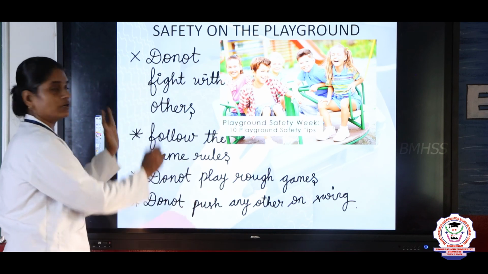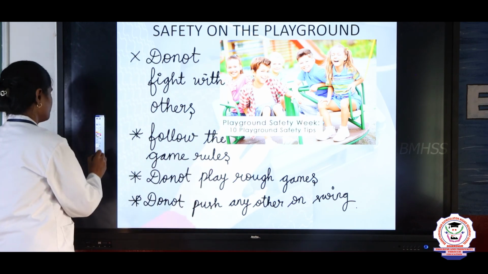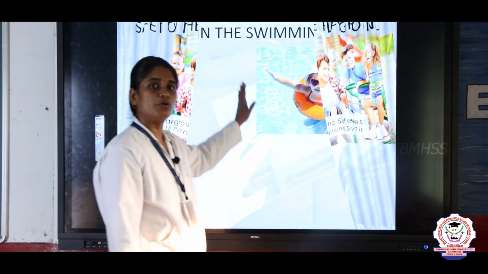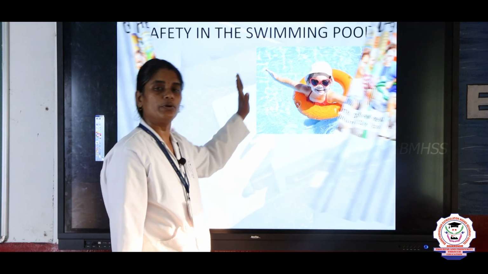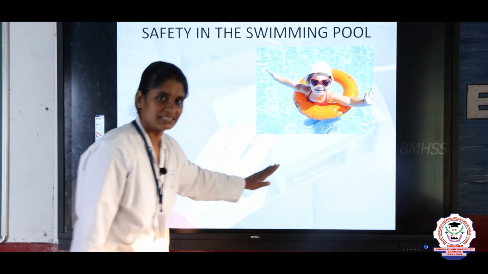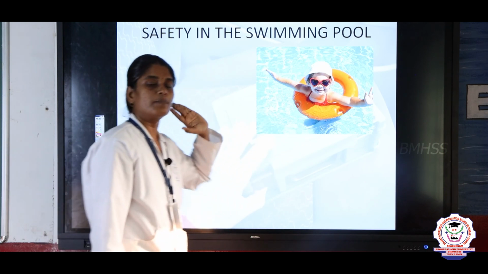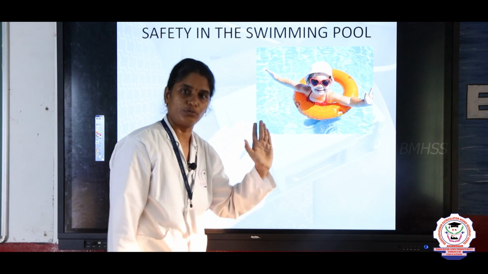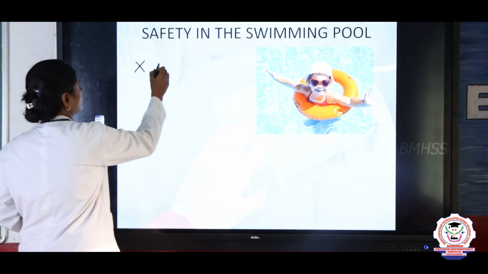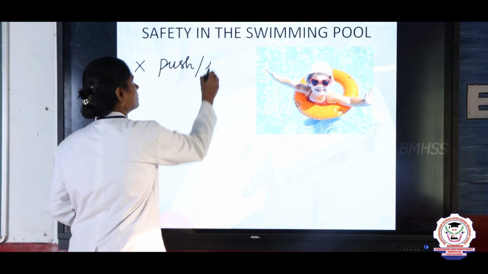Next we will see what are the safety rules that we must follow in the swimming pool. In the swimming pool, only if you know how to swim should you go into the pool, right, and only if an adult is present should you swim. Also, you should not push or pull anybody near the pool. Do not push or pull.